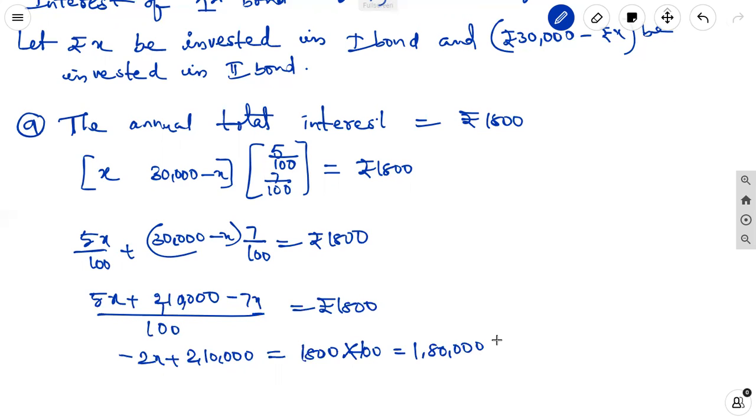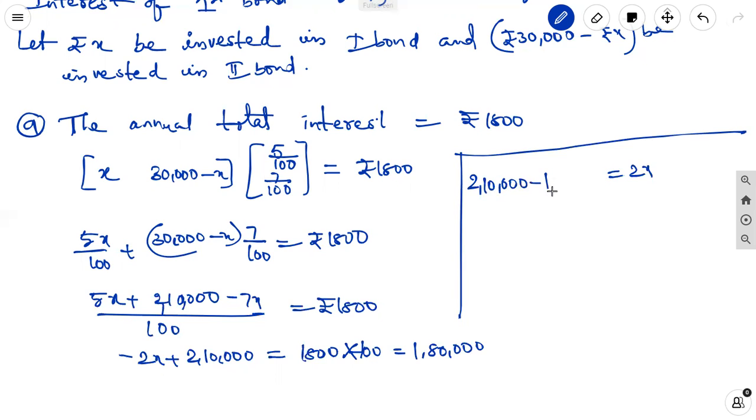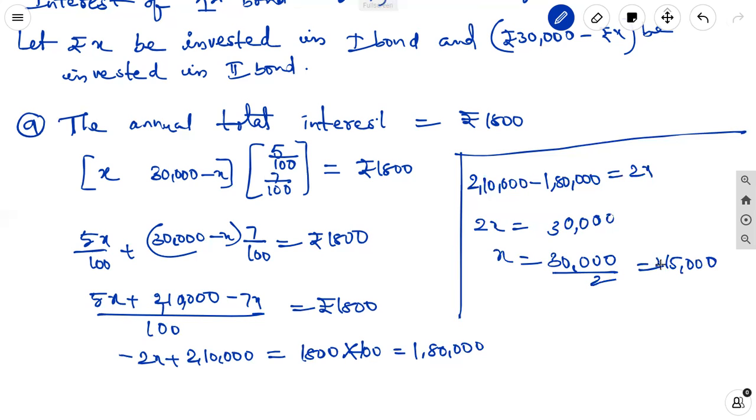This 2x we are taking to the right side. It will be 2x is equal to 2,10,000 minus 1,80,000. Then 2x equal to 30,000, 0, 0, 0 cancel. 11 minus 8 is 3. So x equal to 30,000 by 2. It is equal to 15,000 rupees.